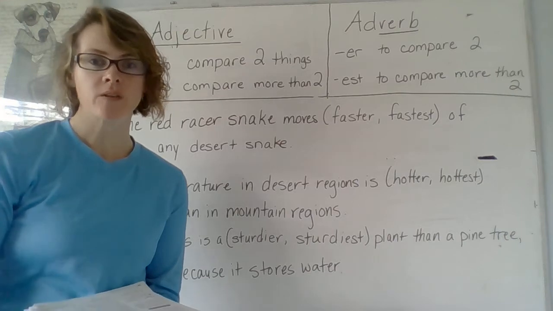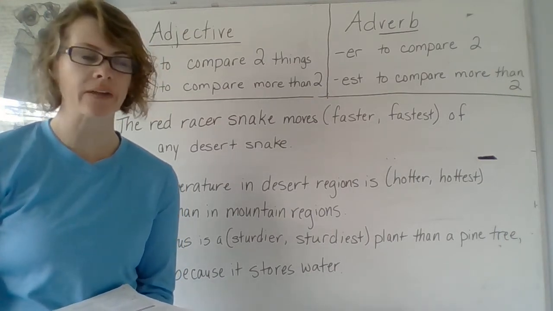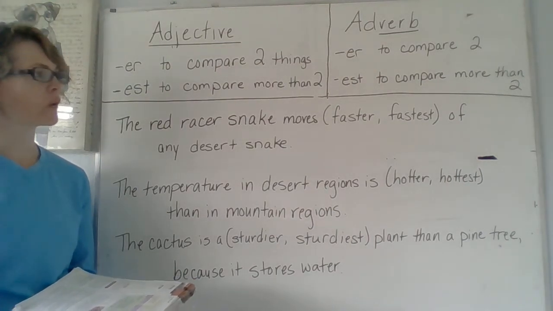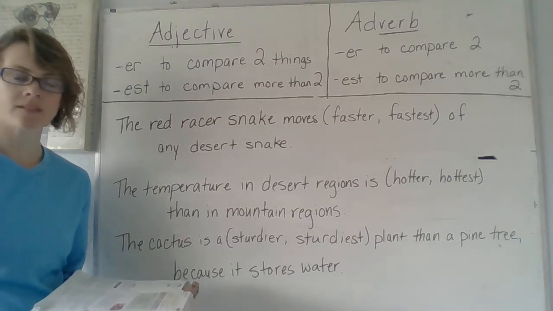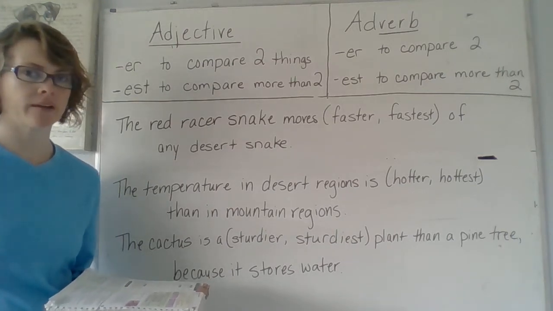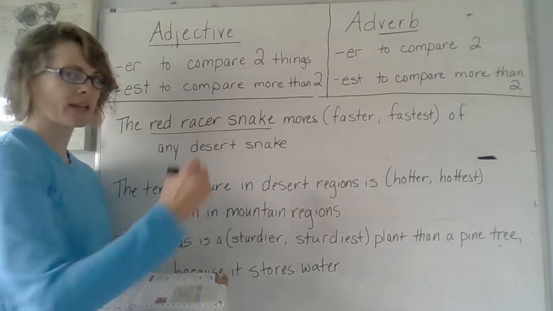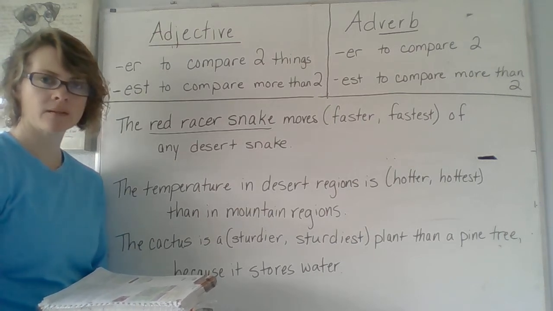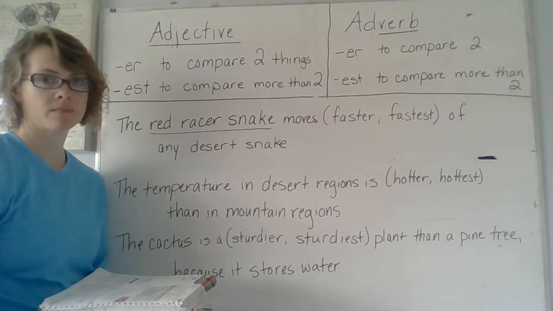Now let's figure out using a sentence which is the correct comparative adjective or adverb. The red racer snake moves faster or fastest of any desert snake. First thing to ask is, how many things are being compared here? We know we have one snake here, the red racer snake. That's one. How many other things are being compared with it? Is there just one other thing, or are there more than one other things?